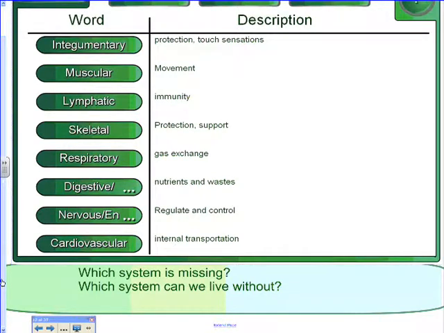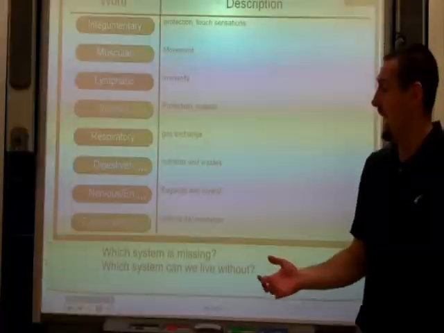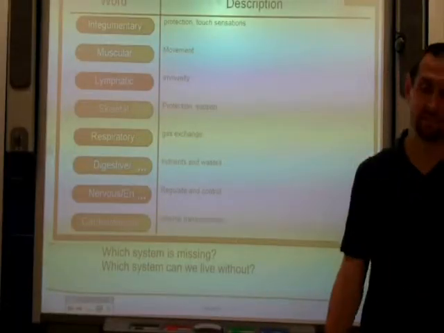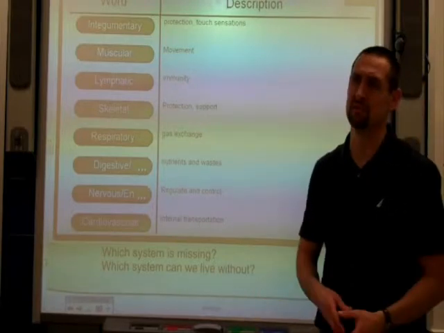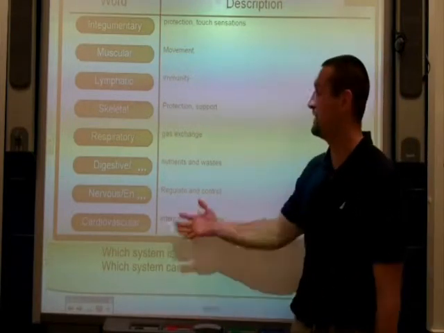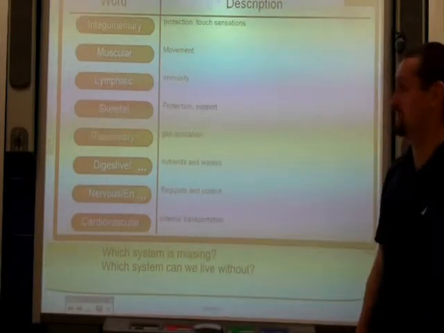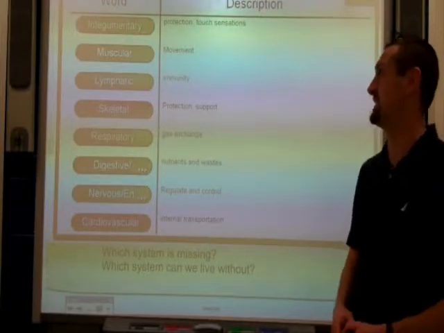Now, which system is missing? Have you thought of it yet? Yeah, the only system missing there is the reproductive system. And it's probably the one system that we could live without. Like, you could live without your reproductive system and survive. Any of these other systems actually wouldn't make it a day, like, without the system.